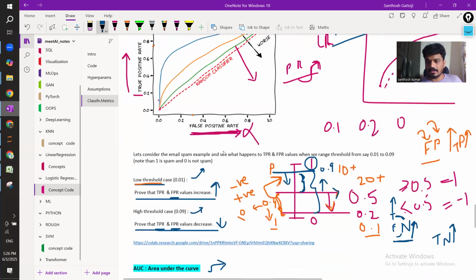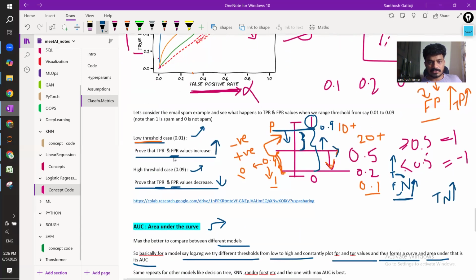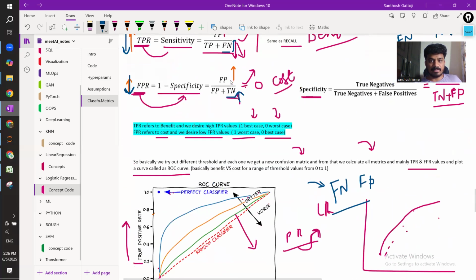I would say, did we miss any other points? Let me just see. For lower threshold points, when FPR is increasing, so usually what is increasing? FP is increasing. So if FP, false positive, is increasing, then false negative could be decreasing.